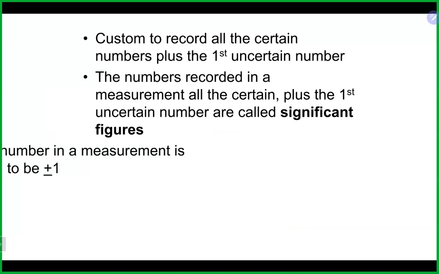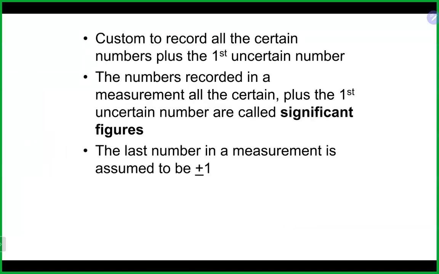All right, so there's our ruler there. As we've been talking about, when we record these types of measurements and those uncertain numbers, all the certain numbers and the first uncertain number are significant figures. By the way, the uncertain number or the estimated digit is not always the last digit that is written on a number, but it is the last significant figure that is written.